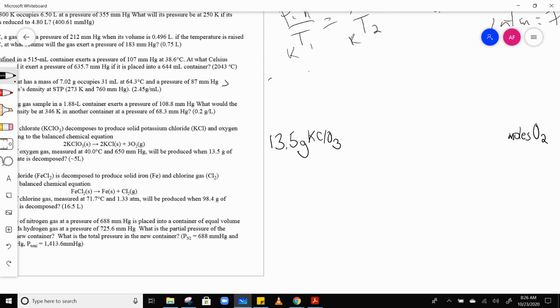Okay, we want to know how many moles of O2 we can make. So what we're going to do is go from grams of KClO3 to moles of KClO3. Remember, it's pretty much always what we do in stoichiometry. If it's not already in moles, we have to convert it to moles. If it's already in moles, you don't have to convert it. But here it isn't, so we have to convert it to moles. And then we're going to go from moles of KClO3 to moles of O2.